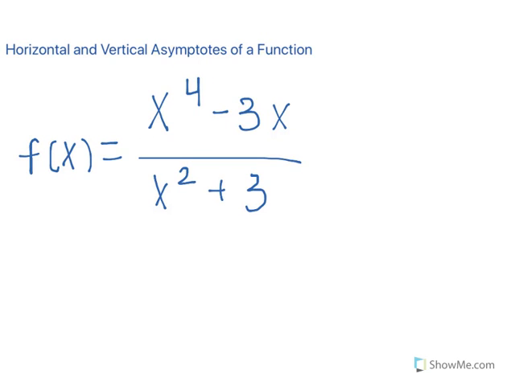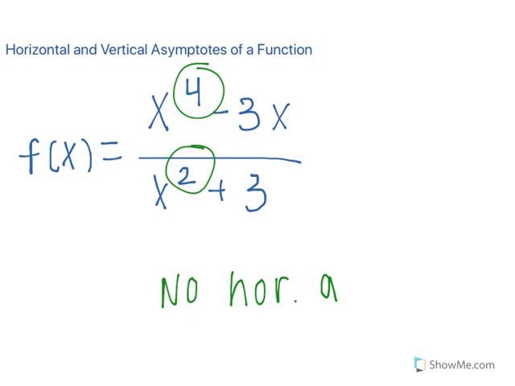Now let's find the horizontal asymptote. So we see in f of x equals x to the 4th minus 3x over x squared plus 3, we see that the degree in the numerator is greater than the degree in the denominator. If that's the case, that would mean there is no horizontal asymptote. So just remember, if it's top-heavy, there's no horizontal asymptote.